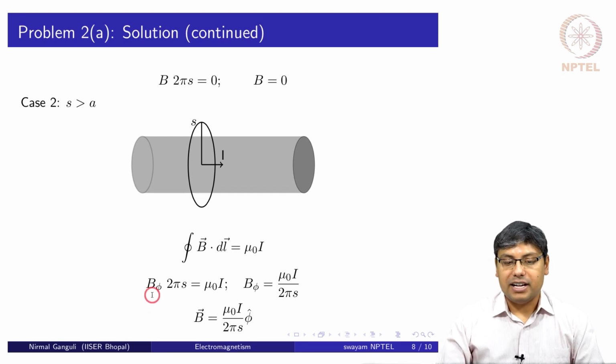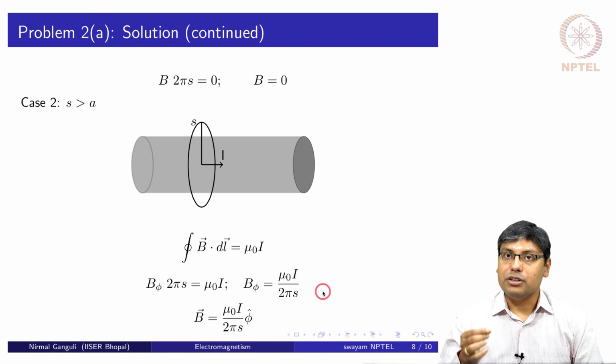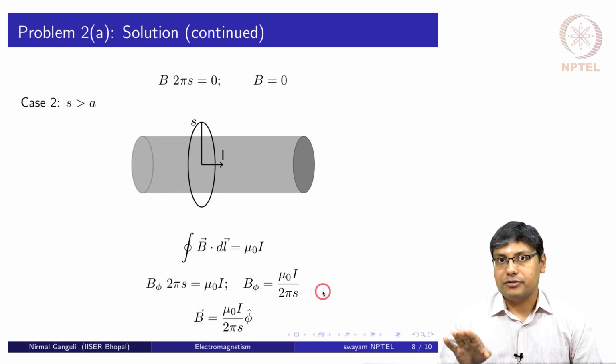Now, once we have that, the phi component of the magnetic field we can evaluate from this, because the Amperian loop moves along the phi direction. So, B phi component of the magnetic field times 2 pi S, that is the circumference of this Amperian loop, that is mu naught times the current. So, B phi is mu naught I over 2 pi S, and we can argue from symmetry that the magnetic field will only have phi component, no other component will survive.